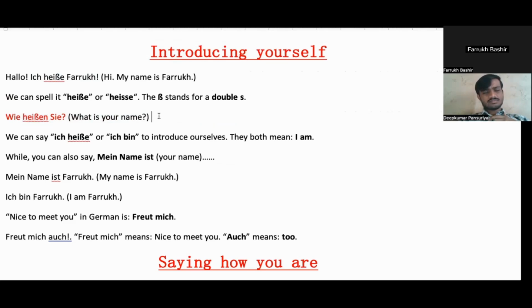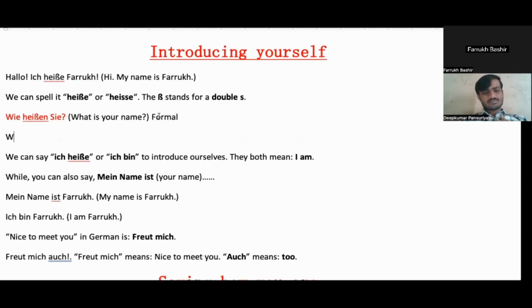This is a formal way basically to ask someone about their name. If you want to ask in an informal way, you can use "Wie heißt du?" That also means what is your name? This is an informal way. "Wie heißen Sie" is a formal way to ask someone, and "wie heißt du" both mean what is your name.